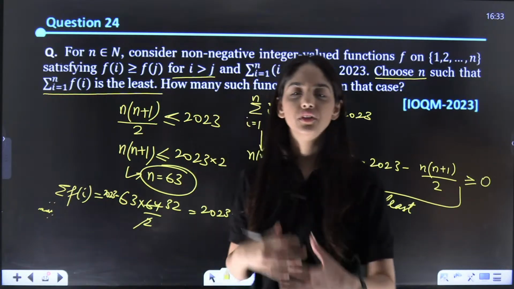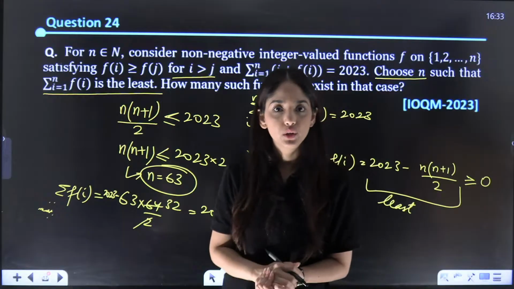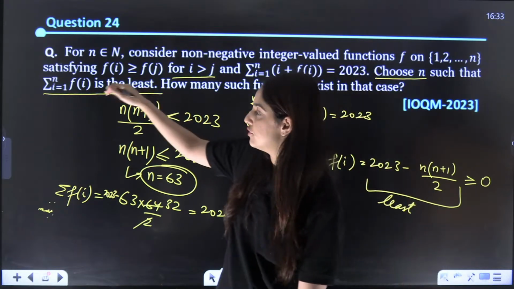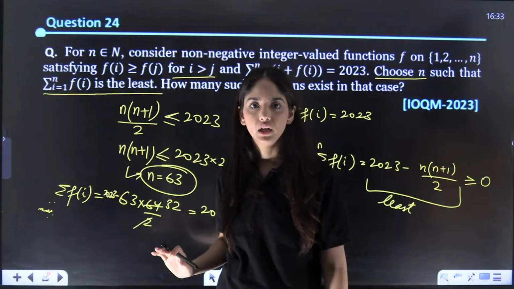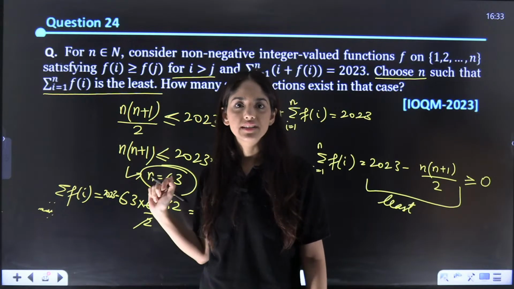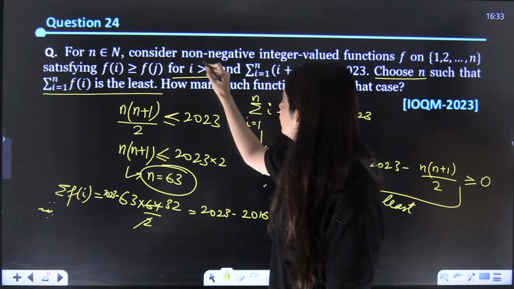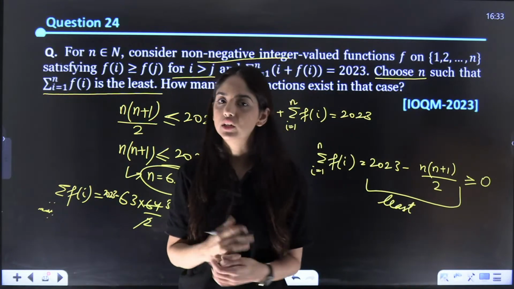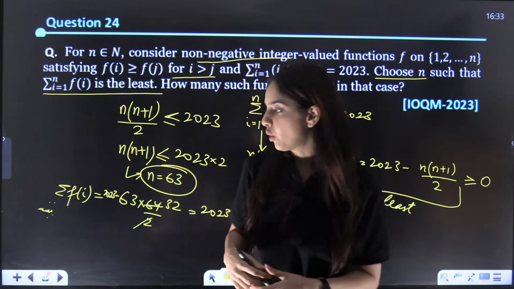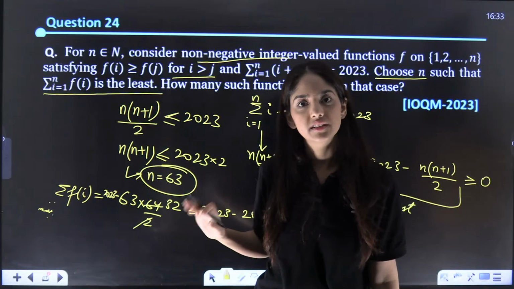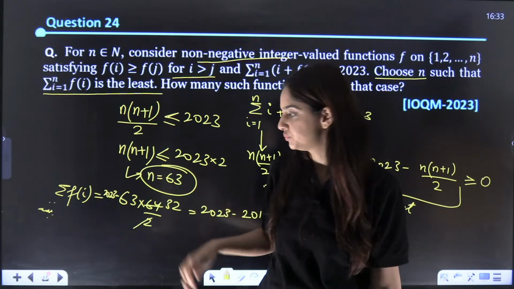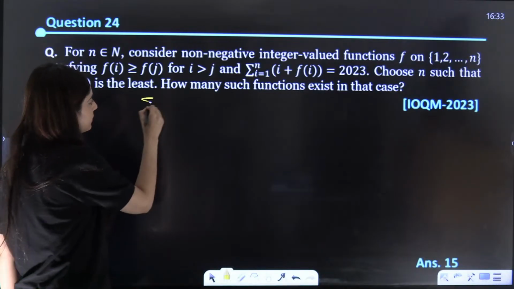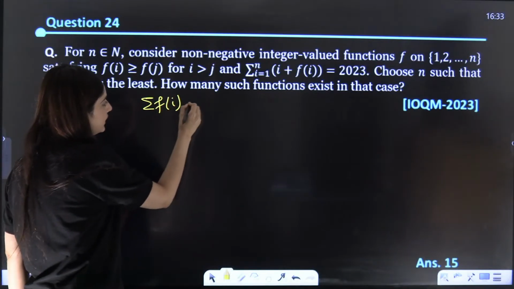Now we have the problem we actually need to solve. Now we need the function such that sigma f of i is 7. And f of i can only be a non-negative integer. It cannot be negative. So now sigma f of i is 7.